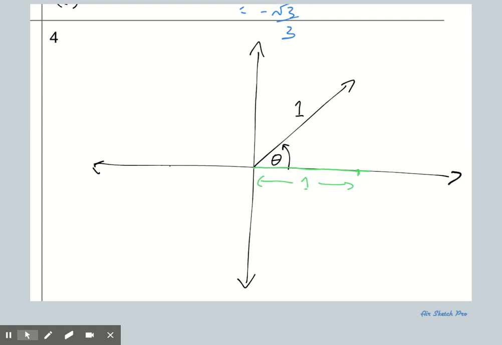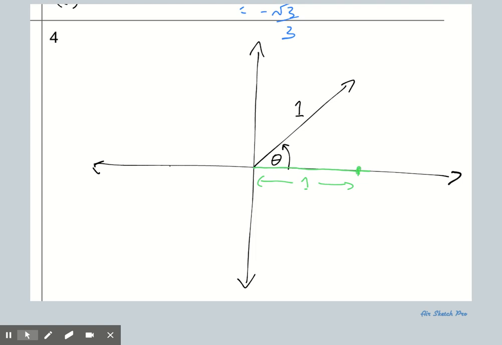Whenever you see or hear the word unit in mathematics, it's often referring to a one of something. That's why it's called the unit circle. So that's what that green line there is, what 0 degrees looks like.